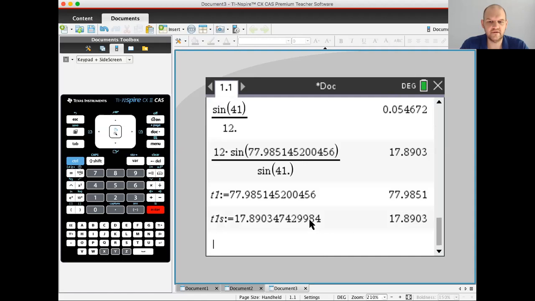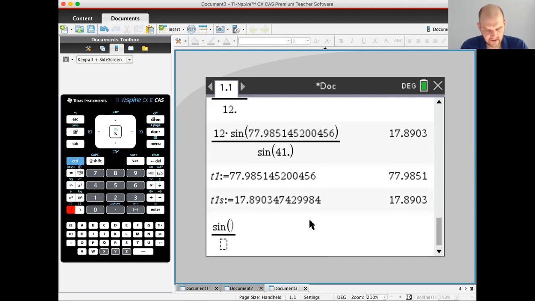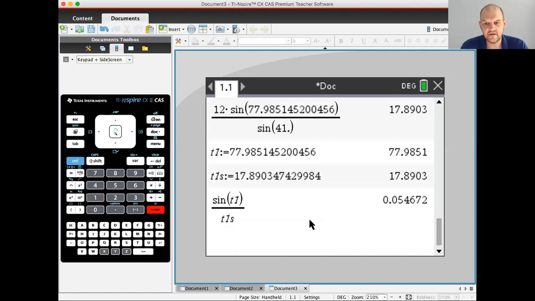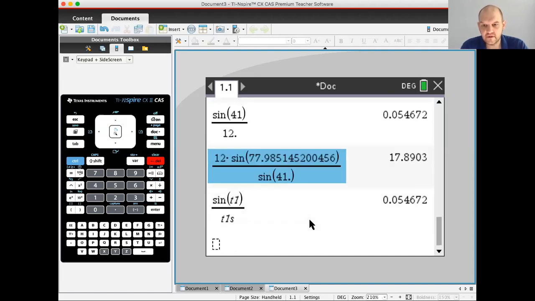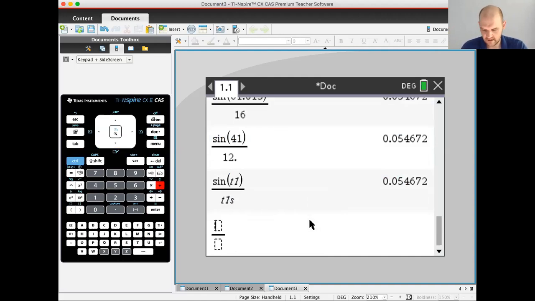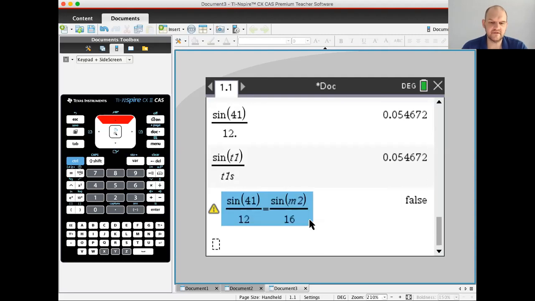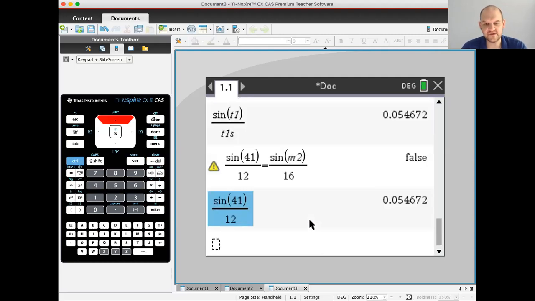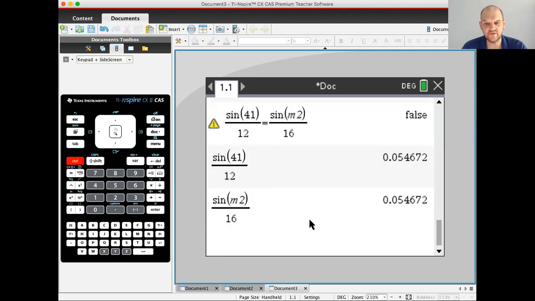Here we go. Okay, let's see what this gives me. Sine of T1 over T1 side. 0.05, I don't know. Now it's the same. That was like so wildly off before when it was all rounded. And that's kind of what happens. So let's watch it happen again. Sine of 41 over 12 should be equal to the sine of, did I store this as M2 maybe? Okay, over 16. False. Ugh. I knew it was going to be false because of the decimals. You know, like you just get killed on all your rounding here.